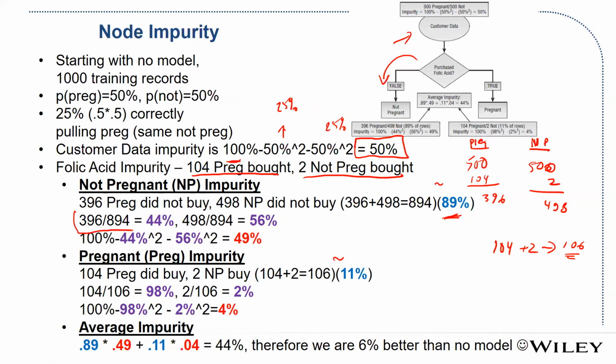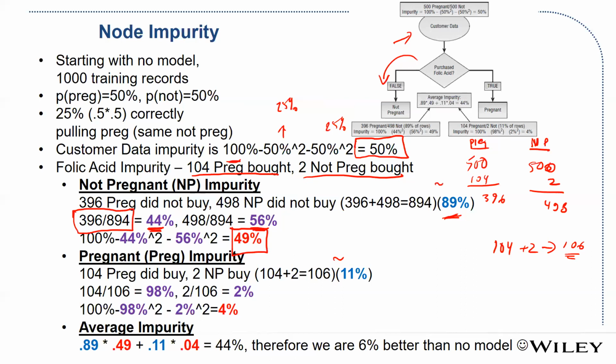So if we look at this then, if we take 396 divided by 894, we get 44%. So that's going to represent the pregnant piece of that. And then the not pregnant piece of this is going to be 498 divided by 894, and this is going to be 56%. And then we're going to do the same thing we did before, 100% minus 44% squared minus 56% squared, and then we get a not pregnant impurity of 49%. So that's this guy right here. This is kind of like the crux of this chapter. Once we get this, we'll do all the Excel and it'll all make sense.